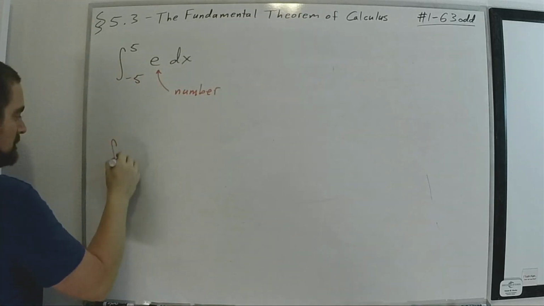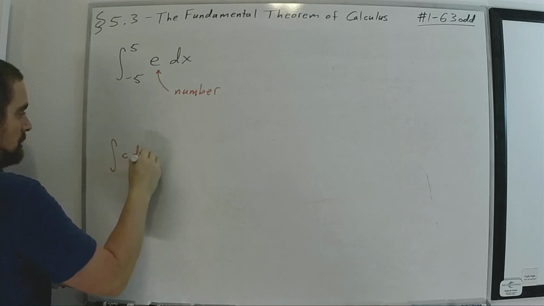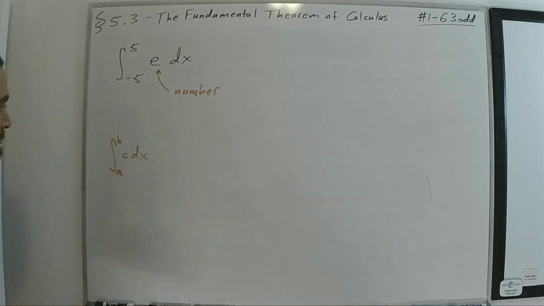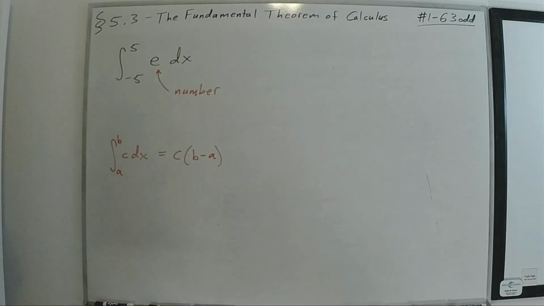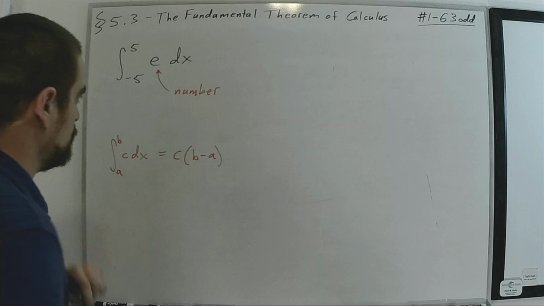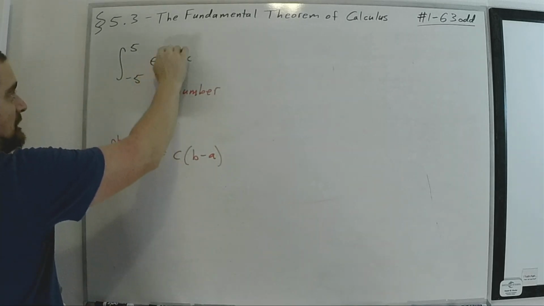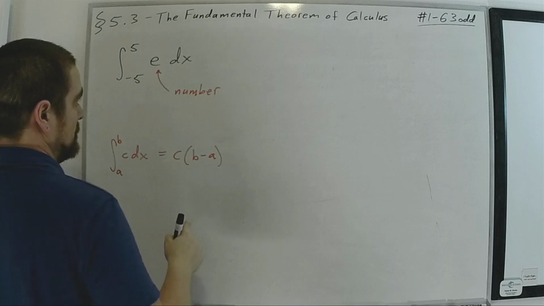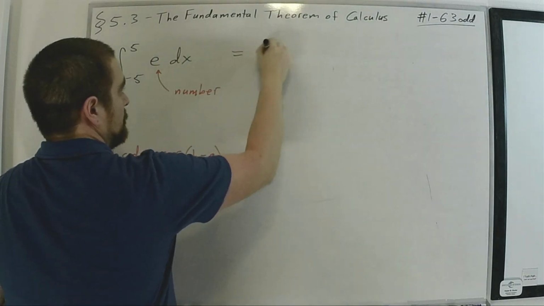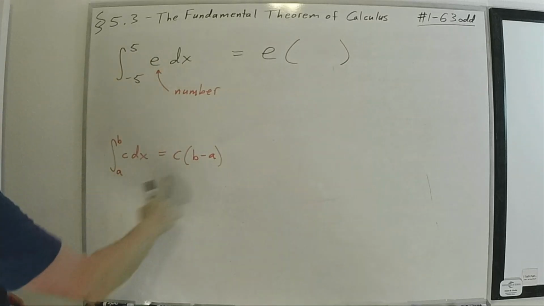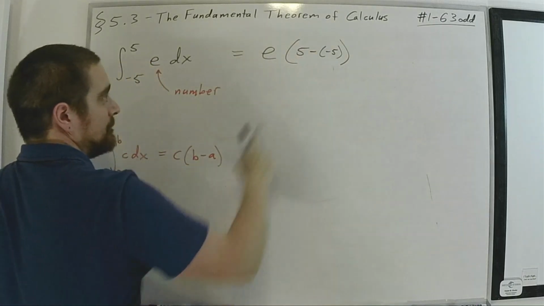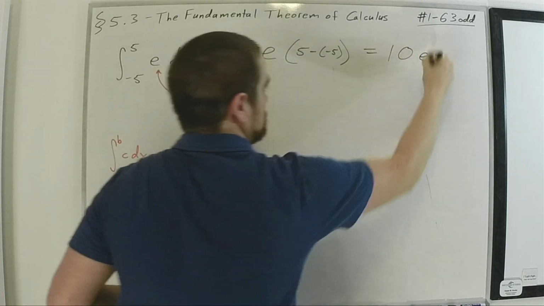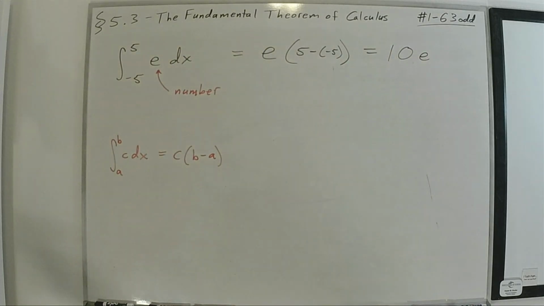And we had a property that said, if we integrate c from a to b times dx, we just get c times b minus a. Right? We're just basically getting that interval back and multiplying the length of that interval times that c. This is not a function e to the x. This is simply a number e. So in order to evaluate this, I just do e times the length of the interval, which is the upper limit 5 minus the lower limit negative 5. 5 plus 5 is 10, so this is 10e. Seems kind of silly, right?